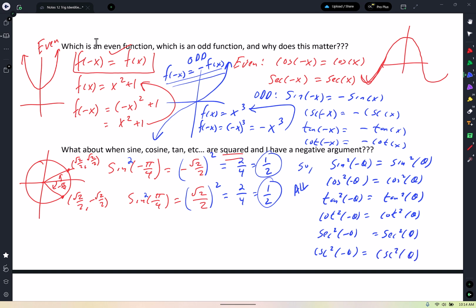All of them. If you have a negative argument and you're squaring them, the argument's going to turn to a positive. It's the same. It's equivalent. Hopefully, we showed that with this right here. Sine of negative pi over 4 squared, sine of pi over 4 squared. Or sine squared of pi over 4 and sine squared of negative pi over 4. Because negative times the negative is a positive.